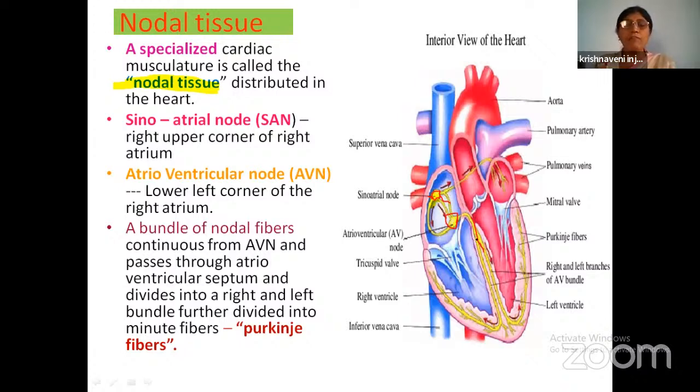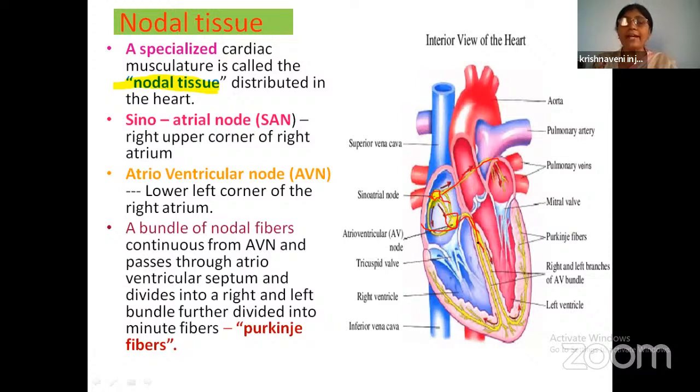A bundle of nodal fibers continues from the AVN and passes through the atrioventricular septum. This is the atrioventricular septum, see here, and it passes through this one. In between here, these are the nodal fibers.